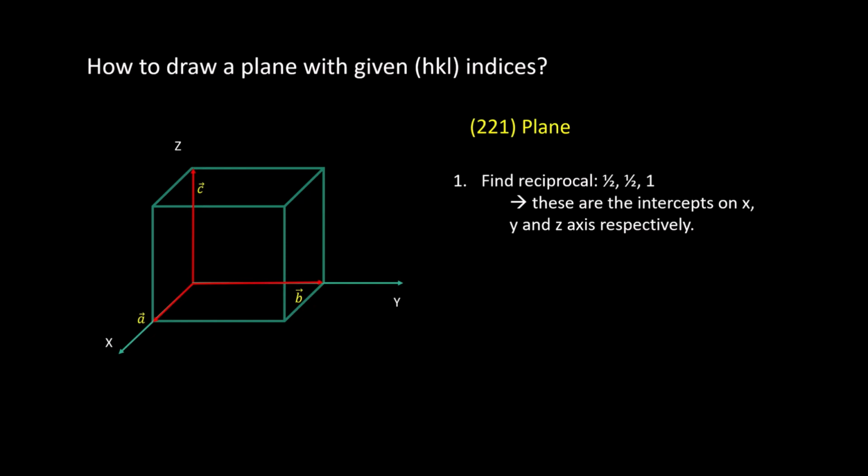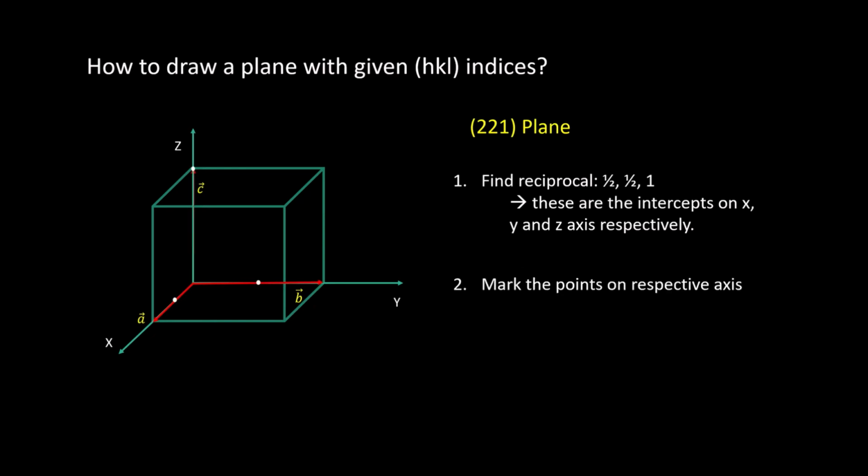The values 1/h, 1/k and 1/l are the intercepts of the x, y and z axis respectively. If one or more intercepts is infinity, this means that the plane will never intercept that axis, or in other words, it is a plane parallel to that axis. For the (2, 2, 1) plane, the reciprocals would be 1/2, 1/2 and 1.